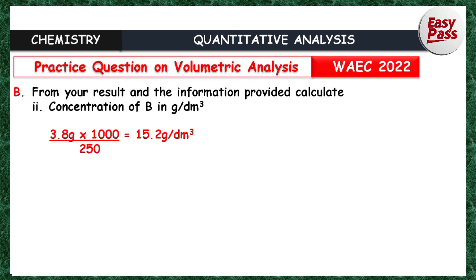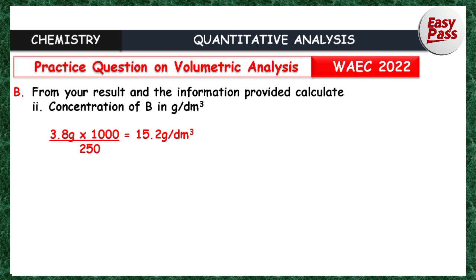You say concentration of B in gram dm³. We have 3.8 grams times 1000 divided by 250, because the question was given to you in gram, which is gram times volume all over 250. When you have gram times volume over 250, your answer is 50.2 gram dm³, which is our B part. 50.2 gram dm³.